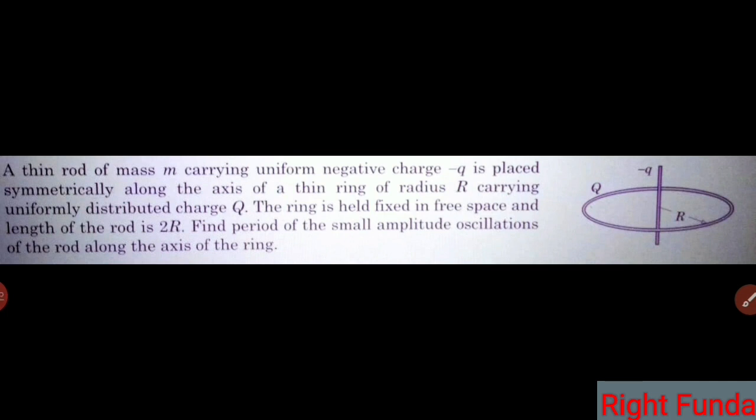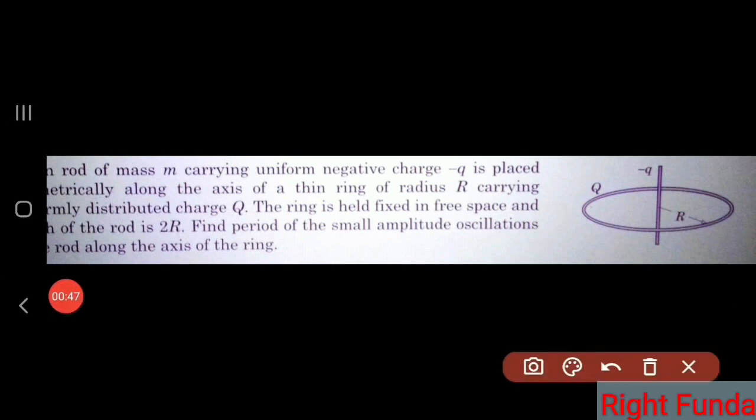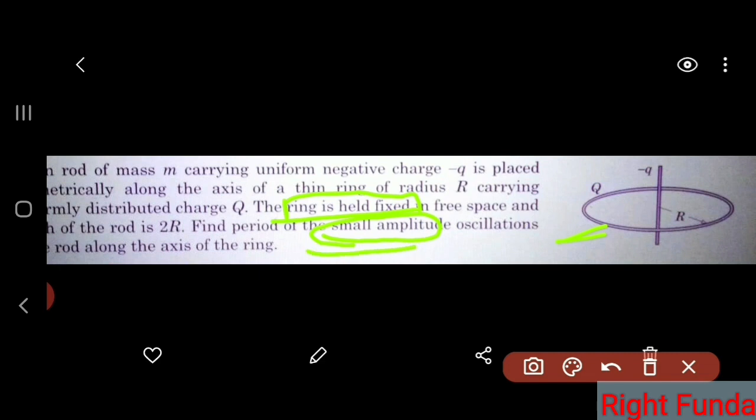So let's see what the key points are. First, we have to find the period of small oscillation. It is saying small amplitude, number one. Number two, the ring is held fixed. The ring is not moving, it is held fixed, and small oscillation, small amplitude, is the keyword there. And 2R is the length of the rod. We have to calculate the time period of oscillation.